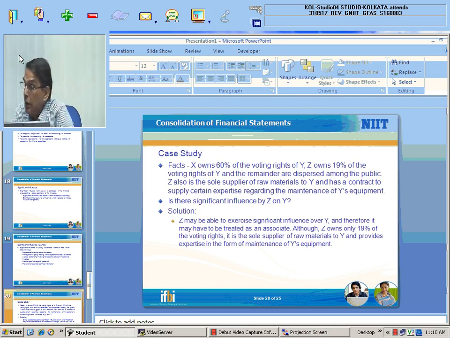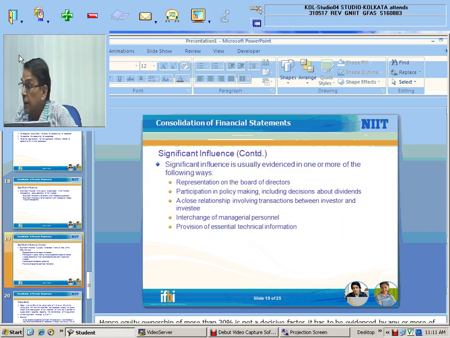Now remember, Z is only owning 19% of the voting rights of Y. So that way, it is not 20% or more, and we cannot say there is significant influence on that basis. But Z may be able to exercise significant influence over Y because it is the sole supplier of raw materials to Y and also provides expertise in the form of maintenance of Y's equipment. So although it owns 19% of the voting rights, it can exercise significant influence over Y. We are looking at a situation where a close relationship involving transactions between investor and investee is there, and provision of essential technical information is there.